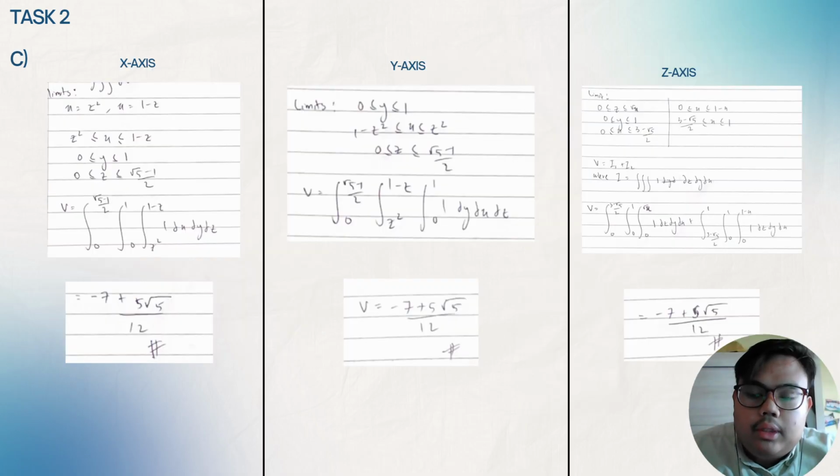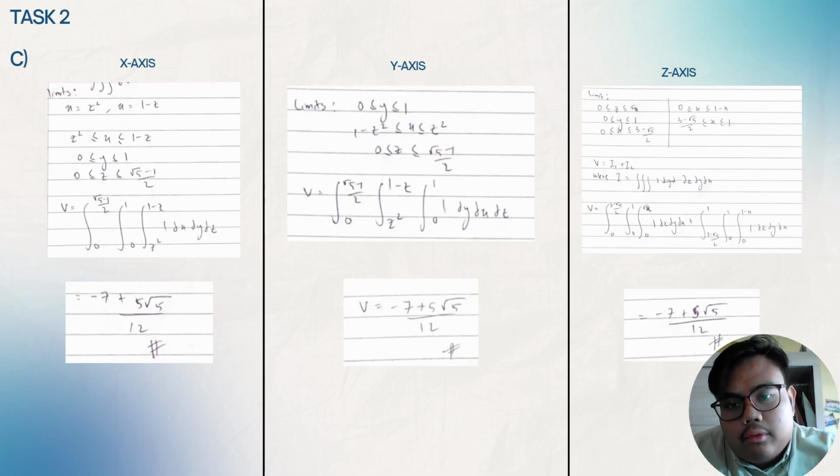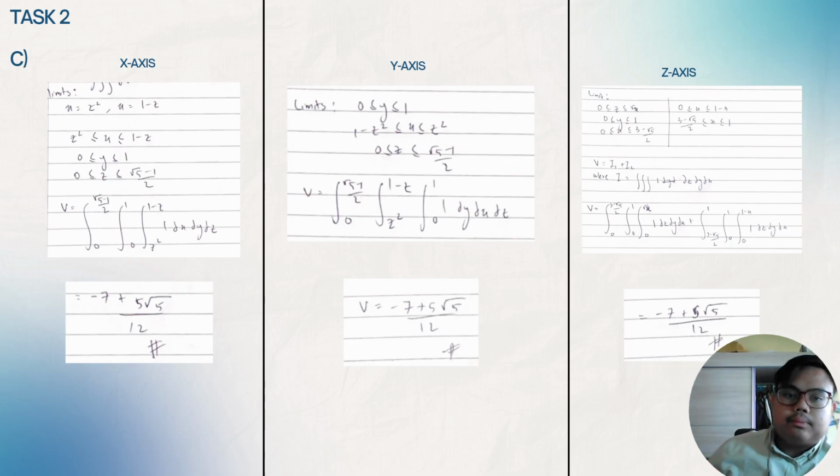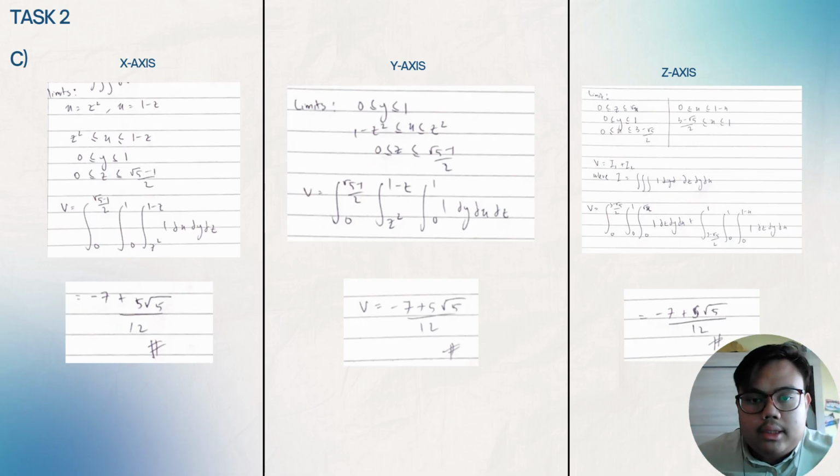Finally, for part C, we need to find the volume of the integral for each projection. As shown in the figure, for each projection we set the boundaries to find the volume. Only at the z axis, we need to separate the integral into two, because there we hit a curve and a slanted line. After finishing all of the integrals, we obtain the same volume for each projection.